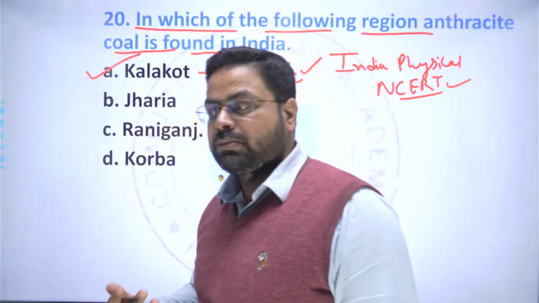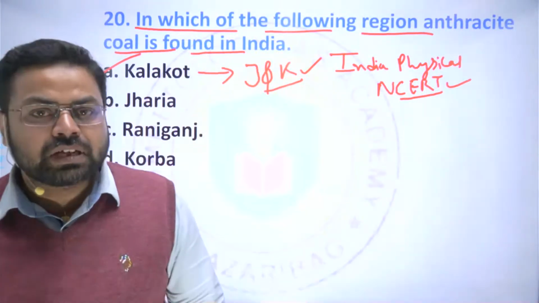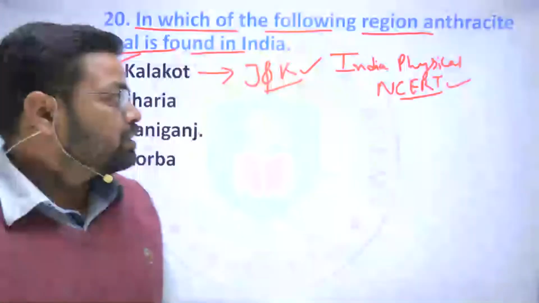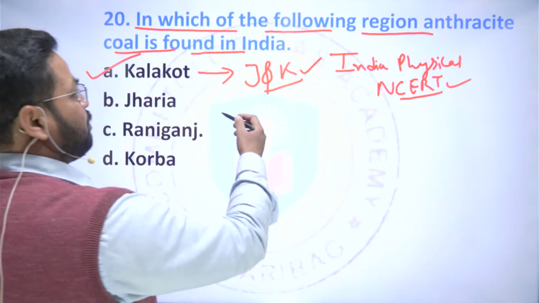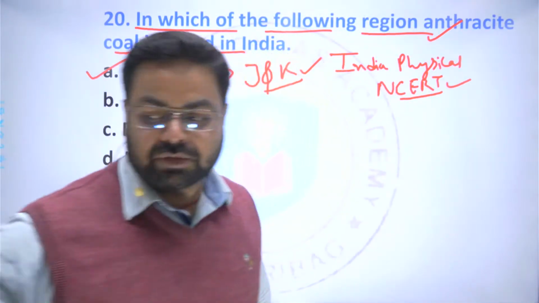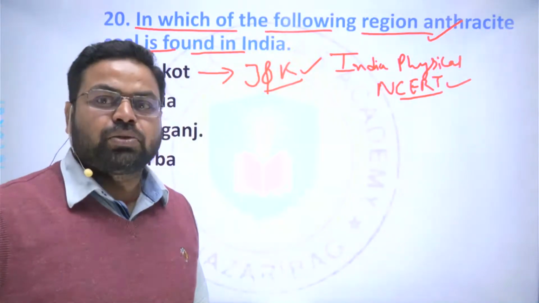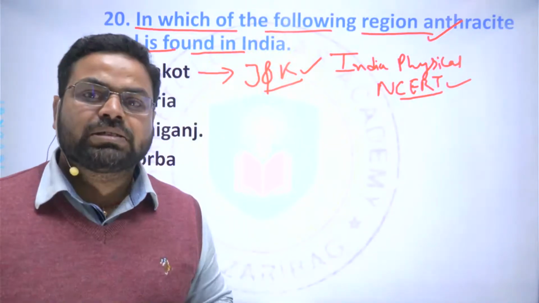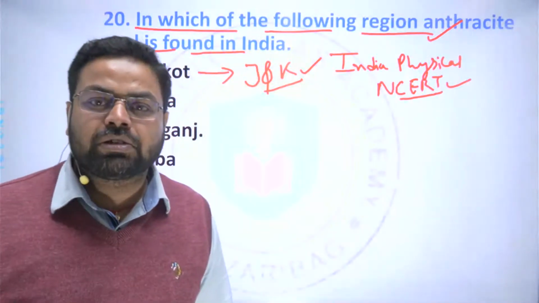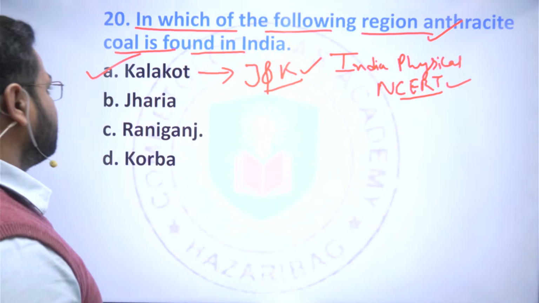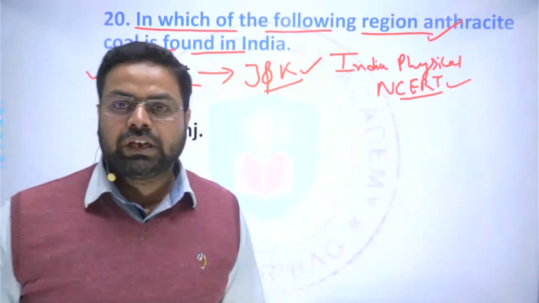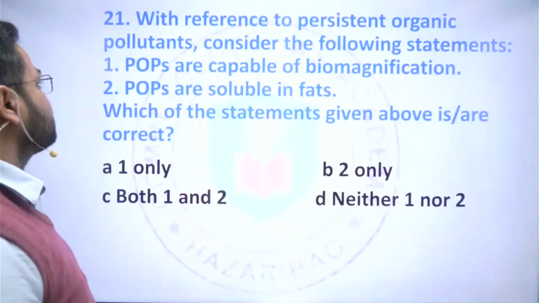Coal apart, in Jammu and Kashmir there are various other mineral resources also available, right? And the anthracite coal, which is the best coal, this variety of coal is the best coal, having the maximum calorific value within it. When we burn it, the maximum amount of energy can be generated, and this type of coal is found only in Kalakot in India, that is in Jammu and Kashmir.